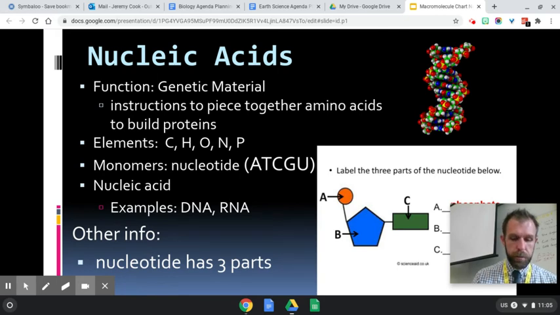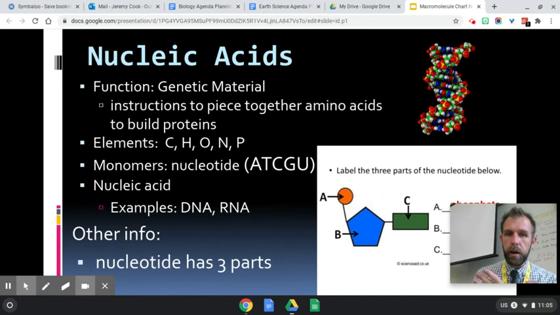It's the instructions to put together my order of amino acids to build the proteins that do all the work for the cell. We have a longer list of elements now. We have carbon, hydrogen, oxygen, nitrogen, and phosphorus. And they are made up of 4 different kinds of monomers for DNA and 4 different kinds of monomers for RNA. So altogether, it's 5 total monomers. They are adenine, thymine, cytosine, guanine, and uracil.